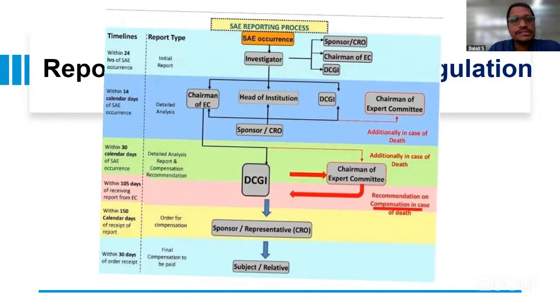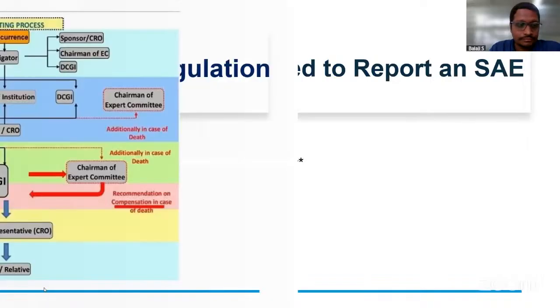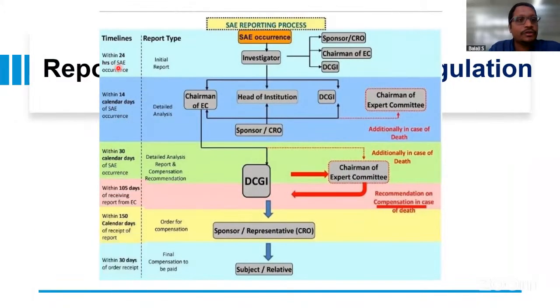Then, if you look into how the system works within the timelines, within 24 hours of the occurrence, the initial report would be sent by the investigator. The investigator will send it to the sponsor or a CRO, the chairman of the ethics committee, and also the DCGI, which in turn is the CDSCO. In the meantime, the investigator should also report a detailed analysis to the chairman of the ethics committee, the head of the institution, and the DCGI. Meanwhile, the chairman of the ethics committee will also communicate the important information to the expert committee, which may be appointed by the CDSCO or the DCGI.